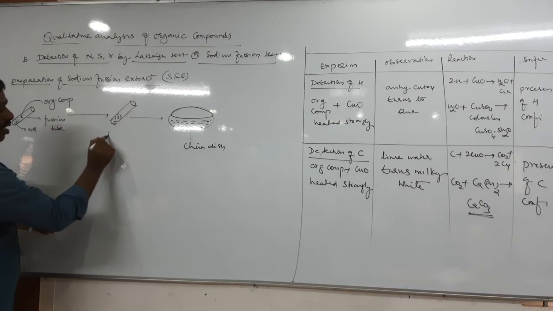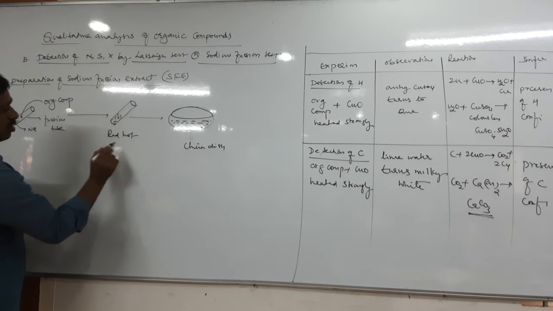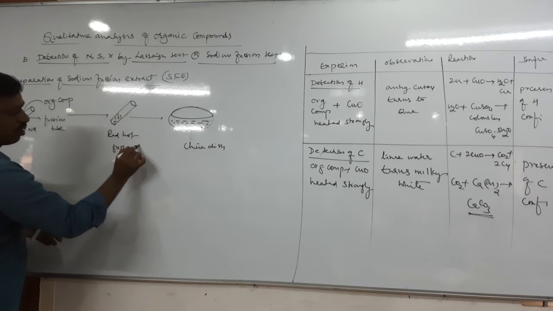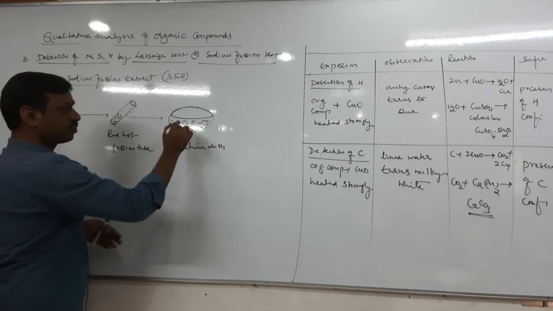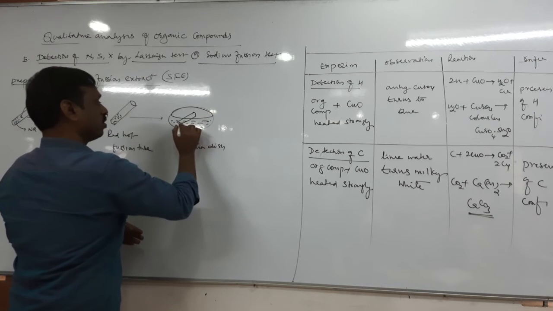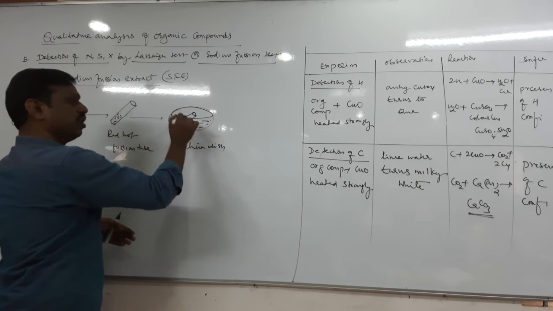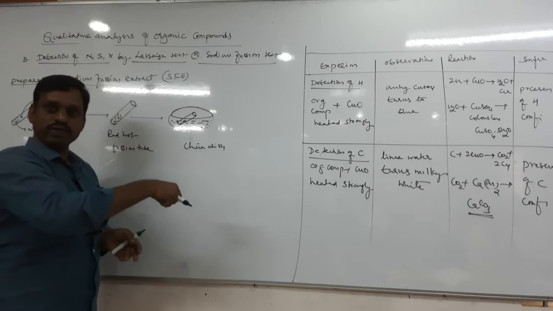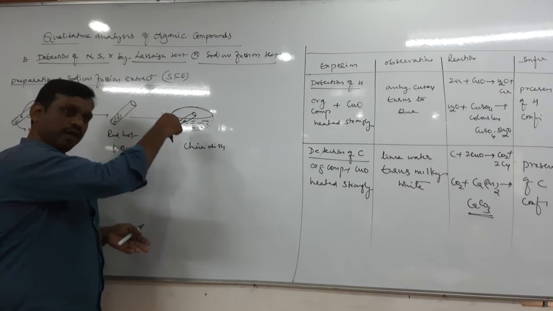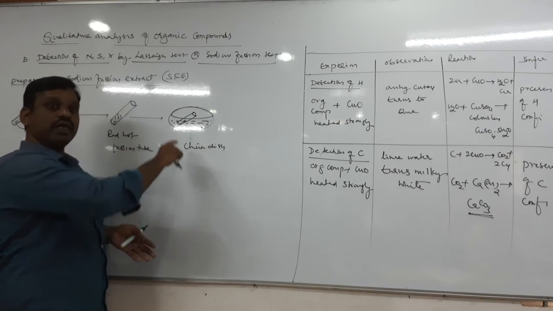Now this is a red hot fusion tube. This red hot fusion tube is poured into the china dish, right? It is poured into the china dish, and it is crushed. After crushing, it should be cooled down. Then later it is filtered.